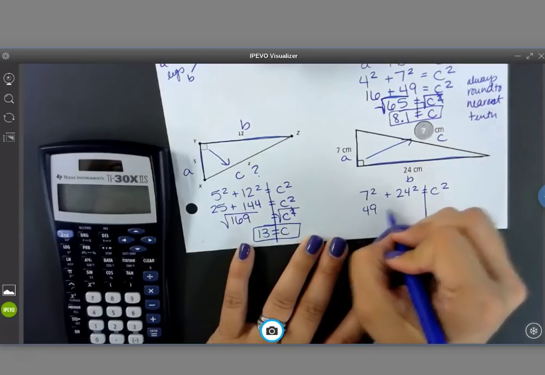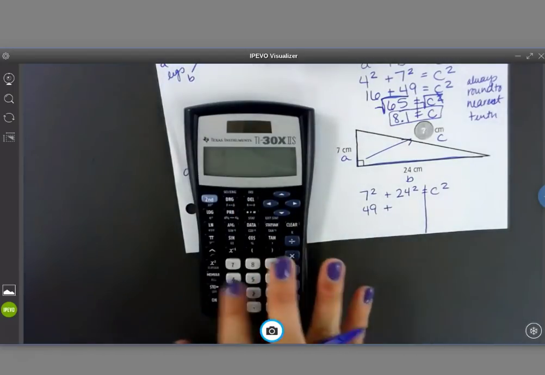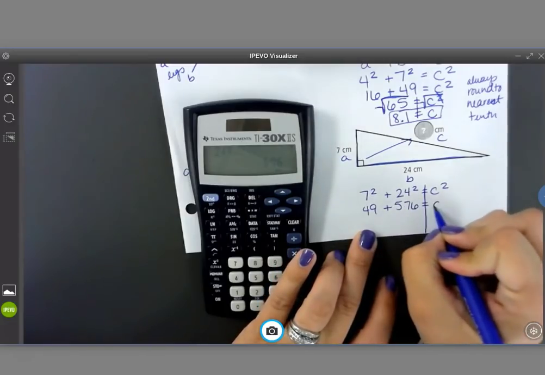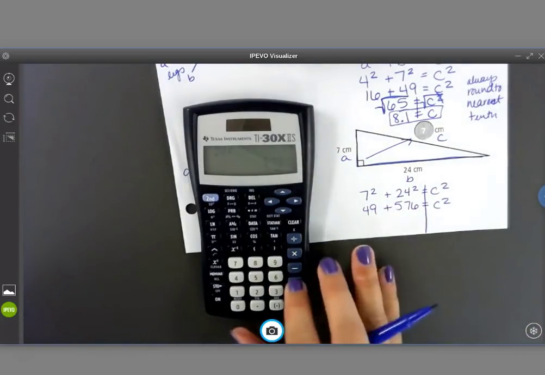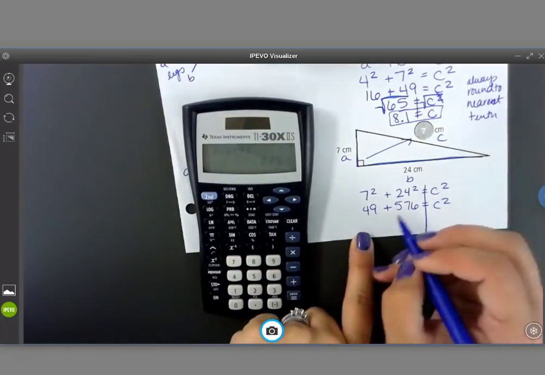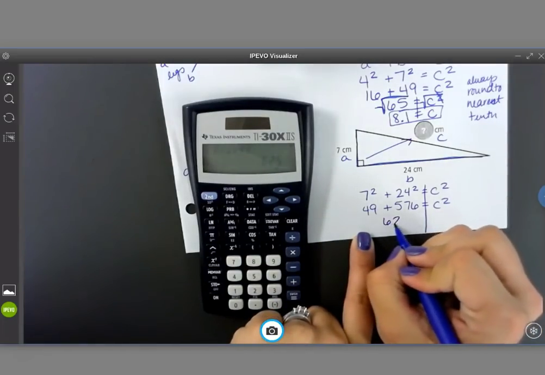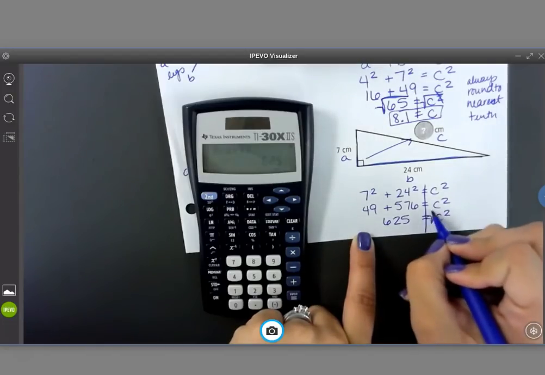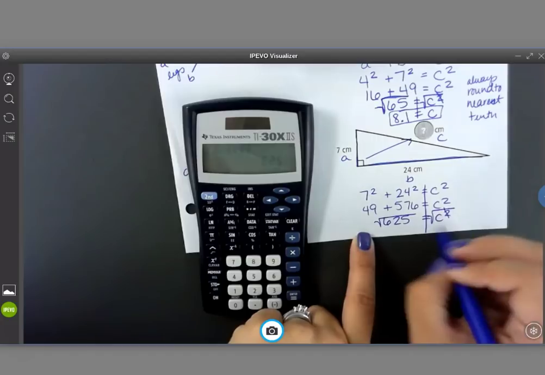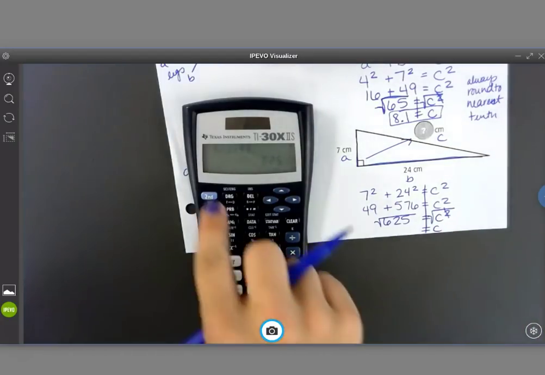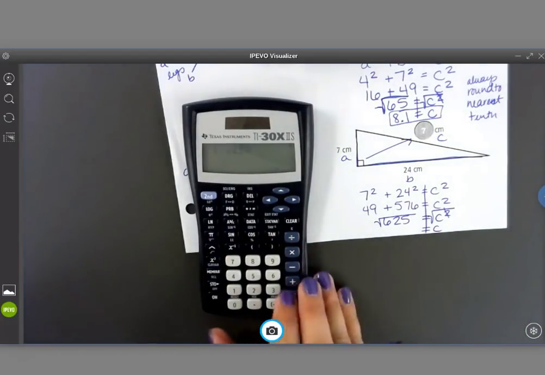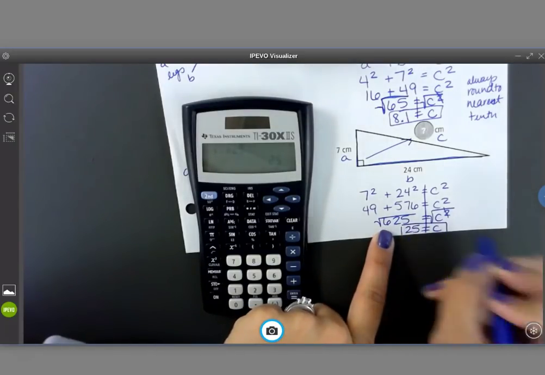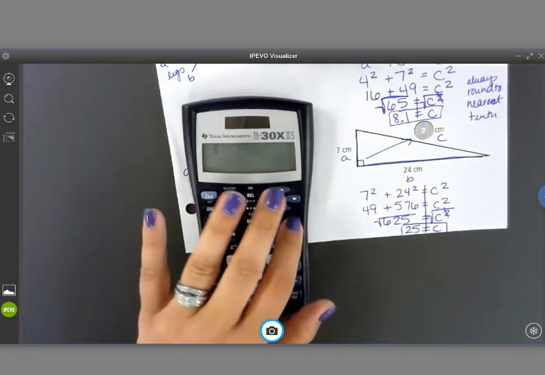7 squared is 49. We already did that one. 24 squared is 576. Make sure you write all of that down so I can see where your numbers are coming from. If we add these two together, I get 625. Again, get the square root to take that exponent off. Second square root, 625, comes out evenly at 25.